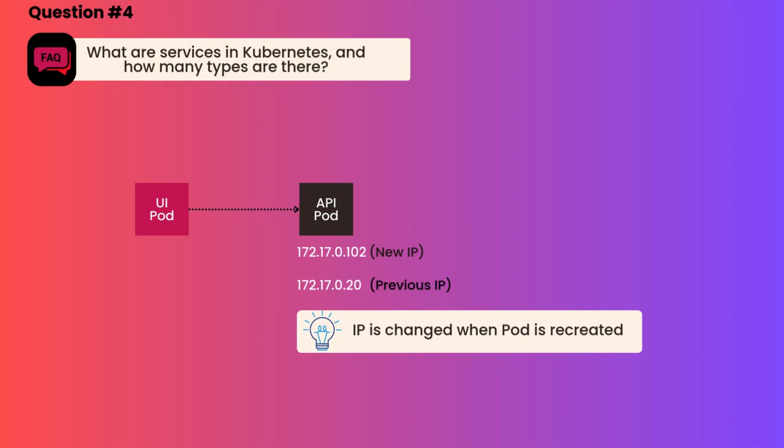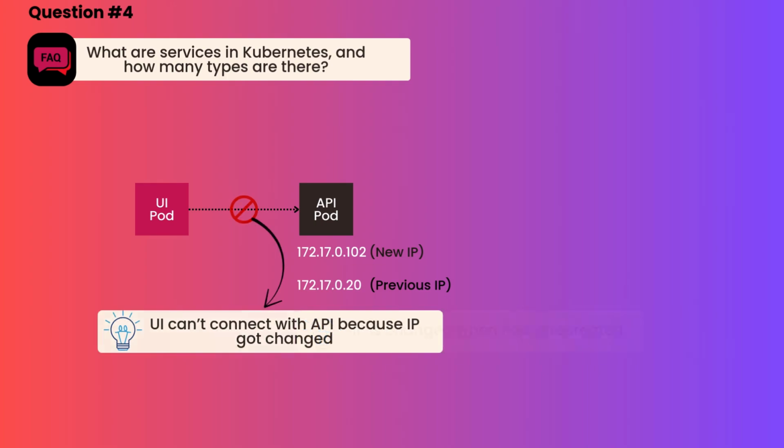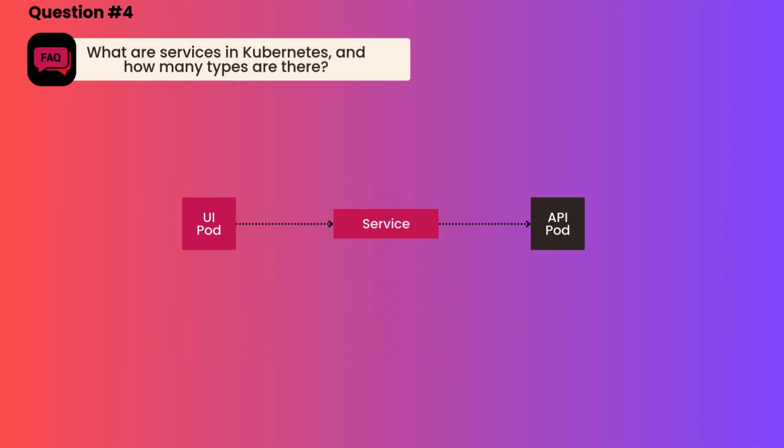In such cases, the IP address will change. Then the UI pod must know the new IP address. That's a problem. The UI pod is deployed with the old IP address of the API pod. Now the API pod got rescheduled on a different node and its IP address got changed. Now the problem comes. To fix this problem, we can bring a service into the picture.